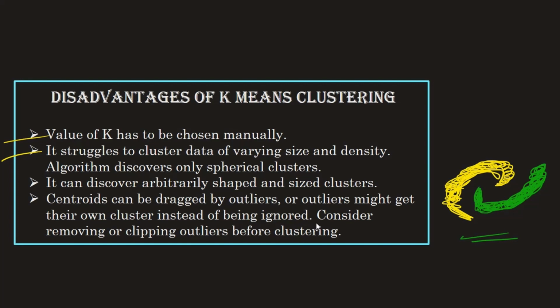This is why we need other clustering algorithms like DBSCAN or hierarchical clustering, which are going to be the next topics within this playlist. Next, it cannot discover arbitrarily shaped and sized clusters, which is again a problem that we will try to solve with other clustering algorithms moving forward. And lastly, centroids can be dragged by outliers, or outliers might get their own clusters instead of being ignored.